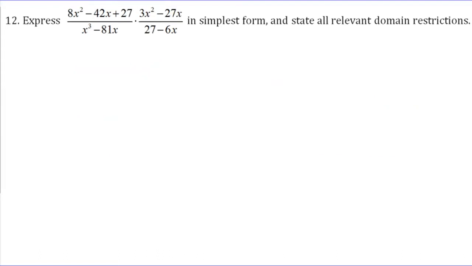So problem number 12 is the same thing. We still have to factor. The difference is because this one has multiplication, I don't need to do that reciprocal step. I don't need to flip anything. So here are your factors.